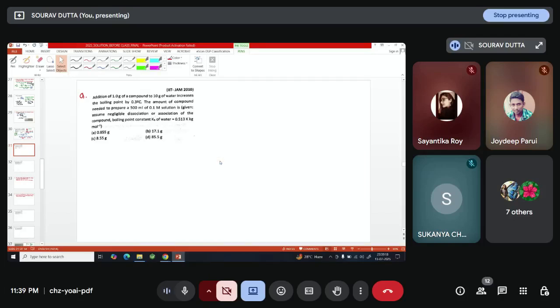This question came in IIT JAM 2010. Addition of 1 gram of compound X to 10 gram of water increases the boiling point by 0.3 degree centigrade. The amount of compound needed to prepare 500 ml of 0.1 molar solution is asked, assuming negligible dissociation or association of the compound. The boiling point constant Kb of water is given to you.